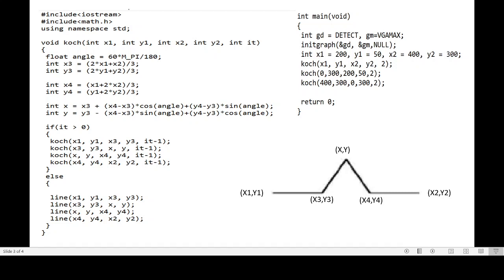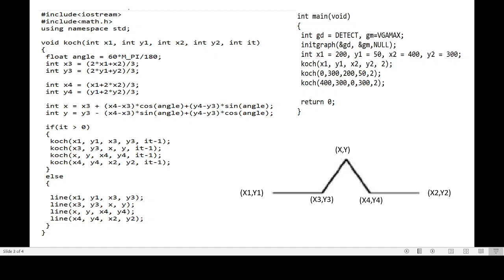Once we have got x3 y3 and x4 y4, we can find the value of x and y. So x and y is another point of the imaginary triangle here. We can get this by calculating the height of the triangle. If we consider x3 y3 and x4 y4 as the base, the height value can be calculated, so that we'll get the x and y. So accordingly x and y will be calculated by using this formula.